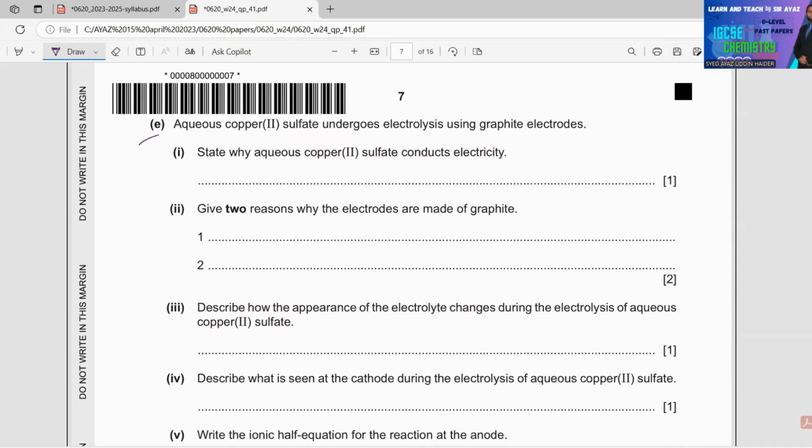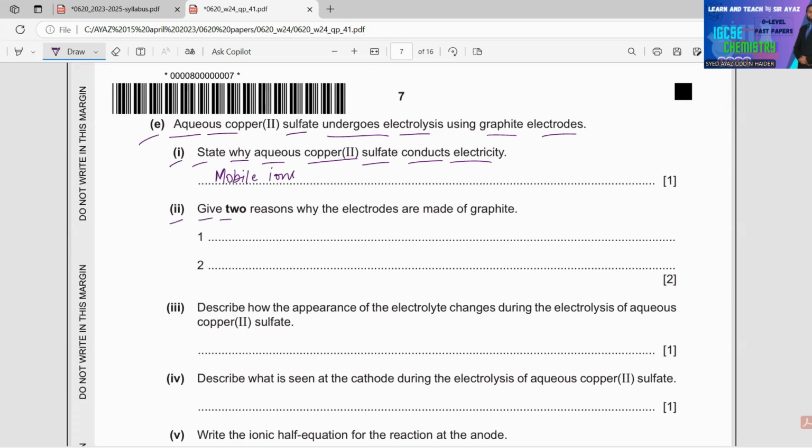Moving to next part, which is part E, aqueous copper 2 sulfate undergoes electrolysis using graphite electrodes. A. State why aqueous copper 2 sulfate conducts electricity. So it's a liquid. So the liquid that conducts electricity, it's due to the presence of mobile ions. So you write mobile ions.